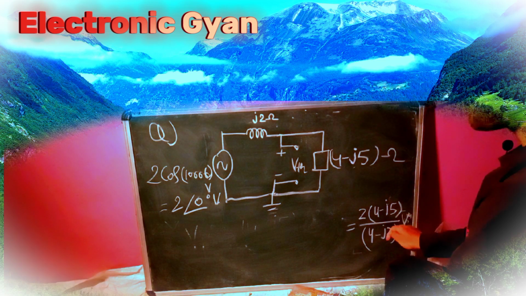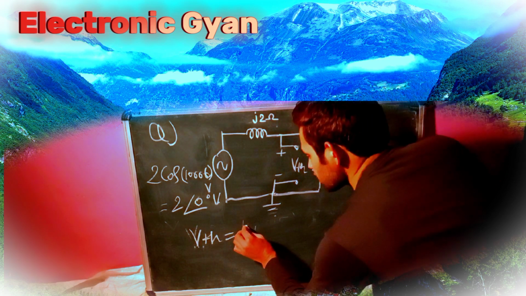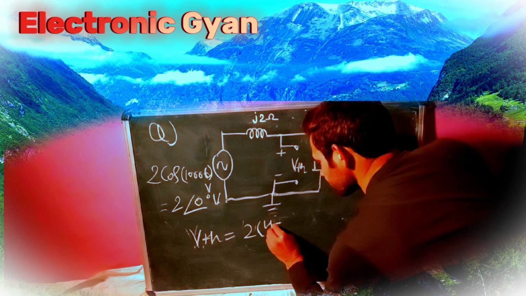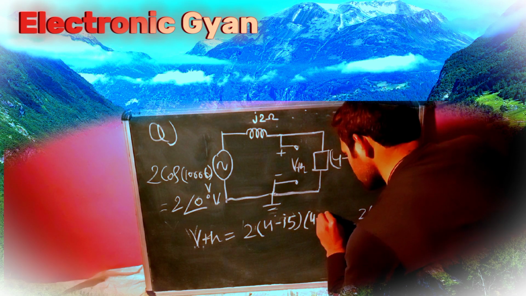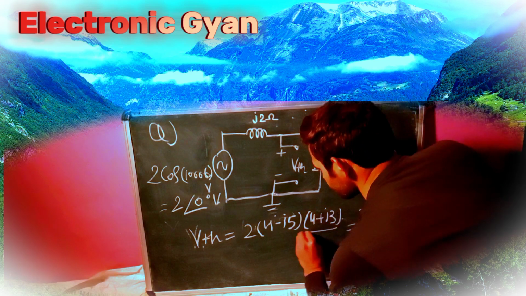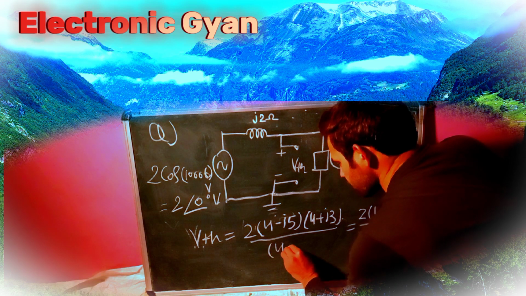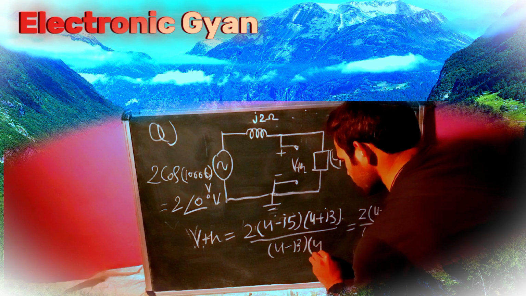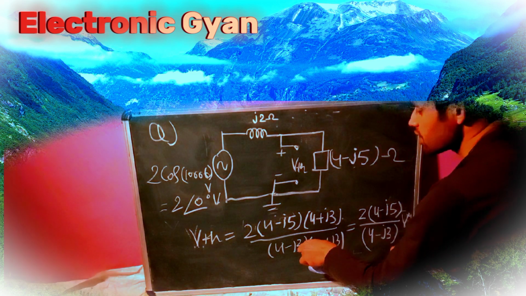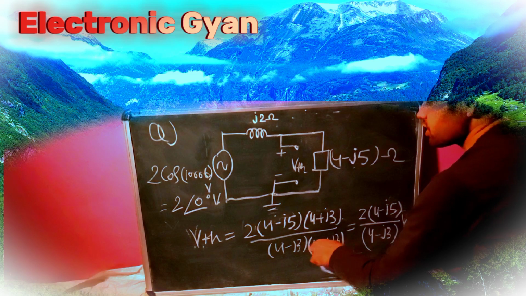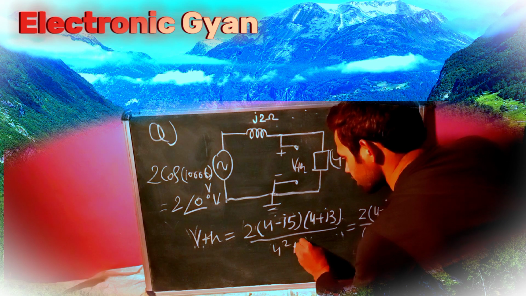I will rationalize this and I will get VTH. VTH is equal to, by rationalizing, 4 minus j5 into 4 plus j3 divided by a square plus b square. Because this is 4 minus j3, after rationalizing it becomes 4 plus j3. So I can write a square plus b square, because a minus jb into a plus jb is nothing but a square plus b square, which is 4 square plus 3 square.